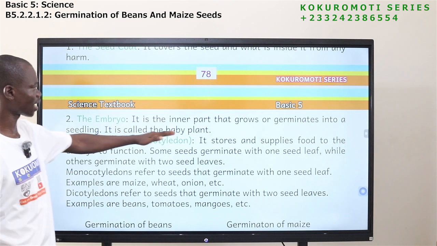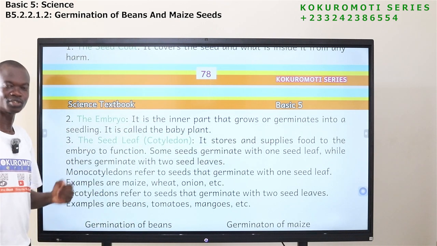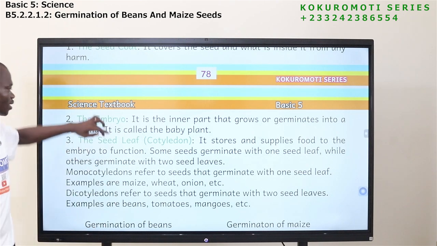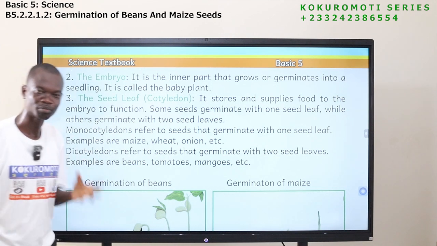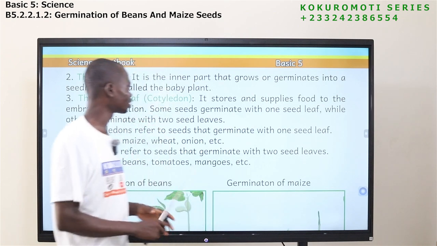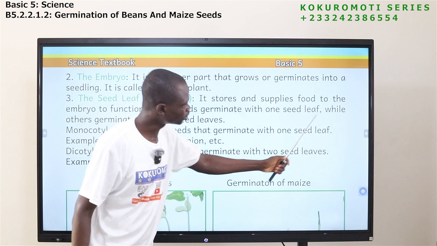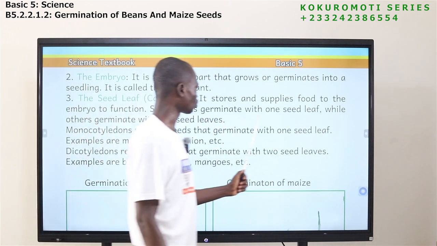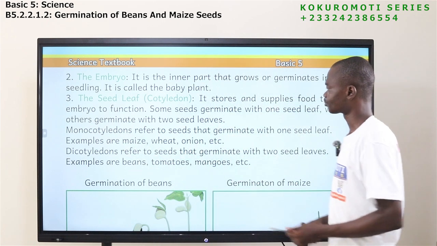So the embryo is the inner part that grows or germinates into a seedling. The baby plant that comes out of the seed is called the embryo. The next one is the seed leaf. The seed leaf has another name, called cotyledon. Now let's look at what the seed leaf or cotyledon is. It stores and supplies food to the embryo to function. Some seeds germinate with 1 seed leaf, while others germinate with 2 seed leaves.